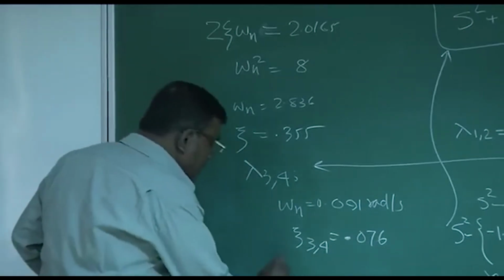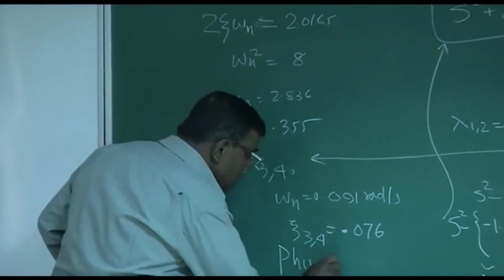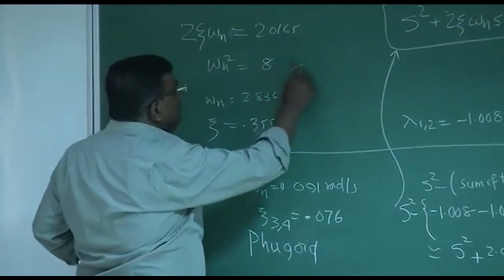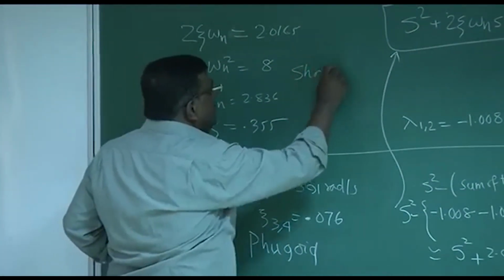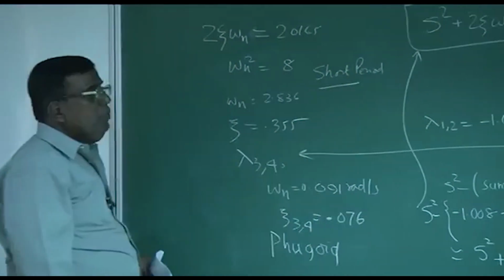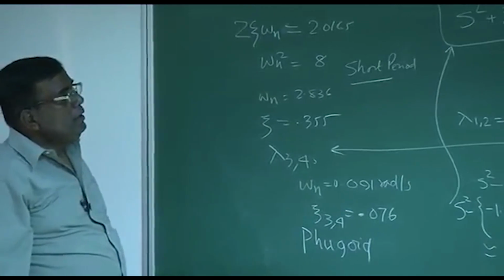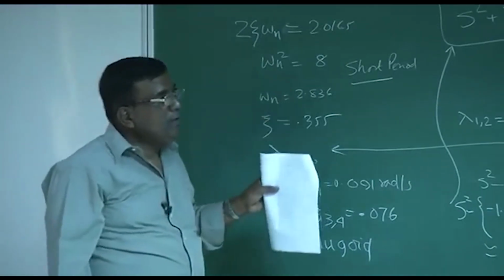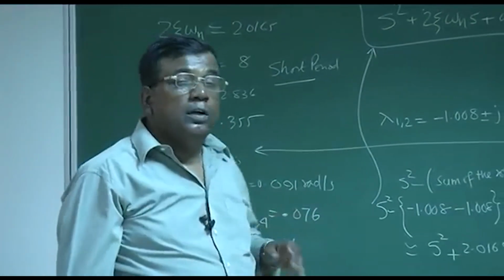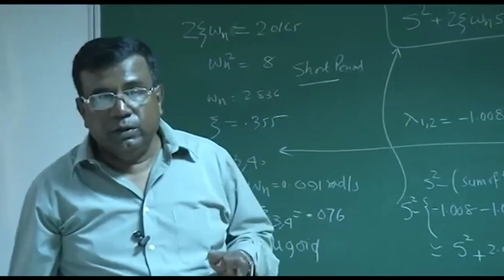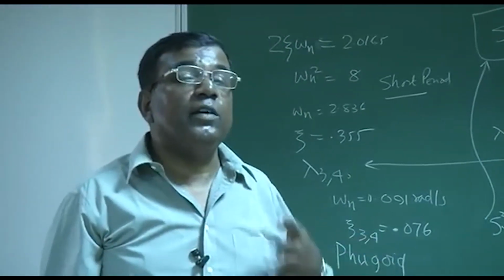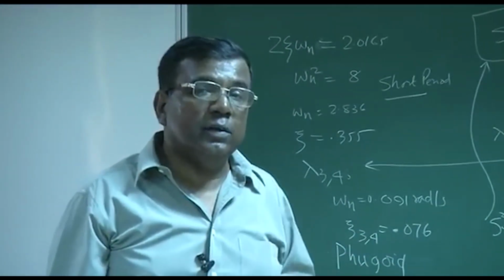Okay, so Fugoid, P-H-U-G-O-I-D, Fugoid, and this is short period. We'll explain what Fugoid and short period approximations are, but I thought we'll solve this example, and that will throw a lot of light. You'll understand what you are doing. Don't get bogged down by big equations. Those equations, once derived, are known. You need not remember them, but try to understand how to utilize those equations, right?